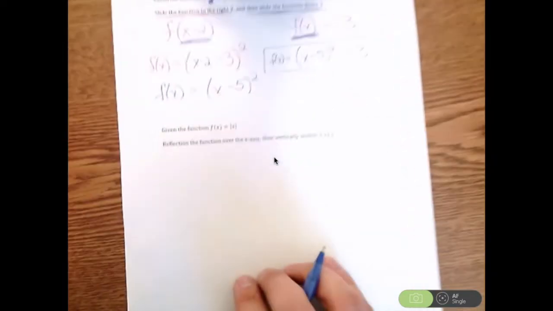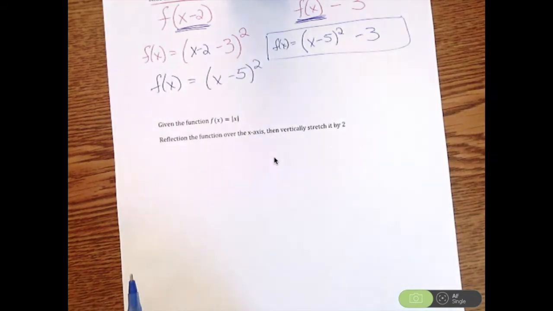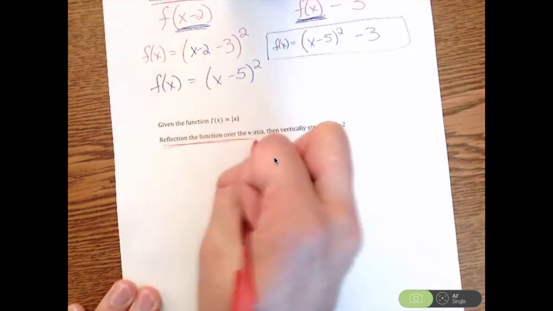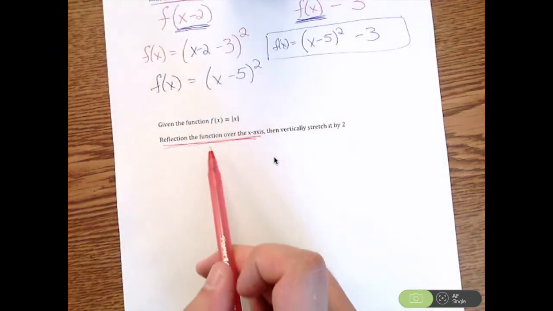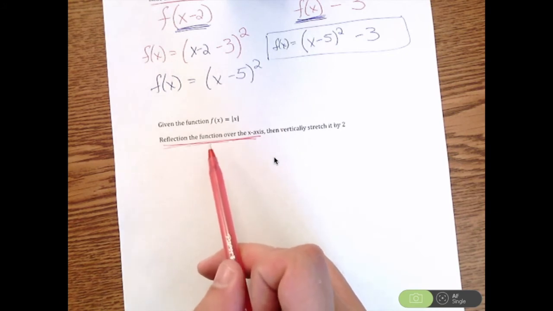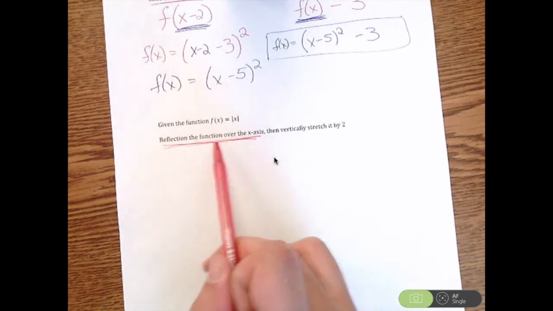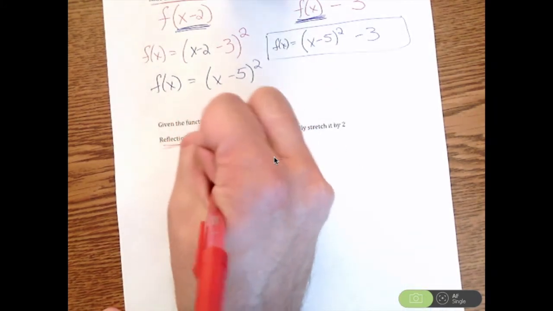Another example, I have a new function, f of x equals the absolute value of x. So the first transformation we're going to do is reflect the function over the x-axis. So I know if I want to do a reflection, that has to do with a positive or a negative sign on a. So if I want to reflect it over the x-axis, I want a negative in front of f of x.